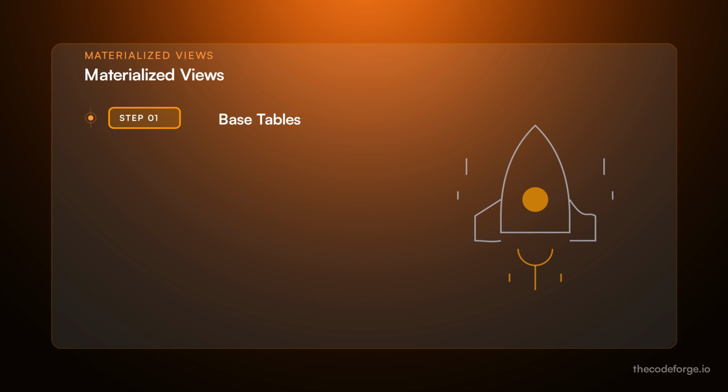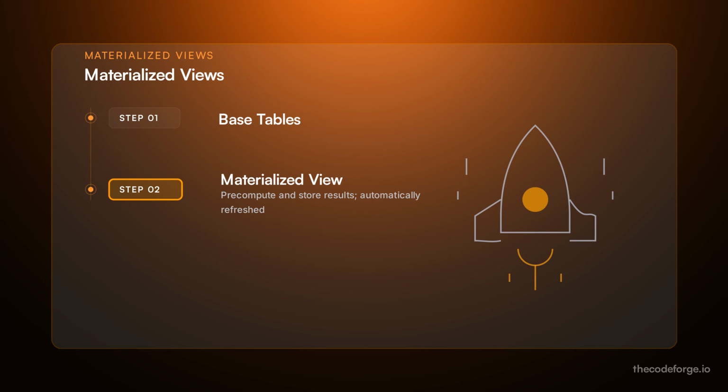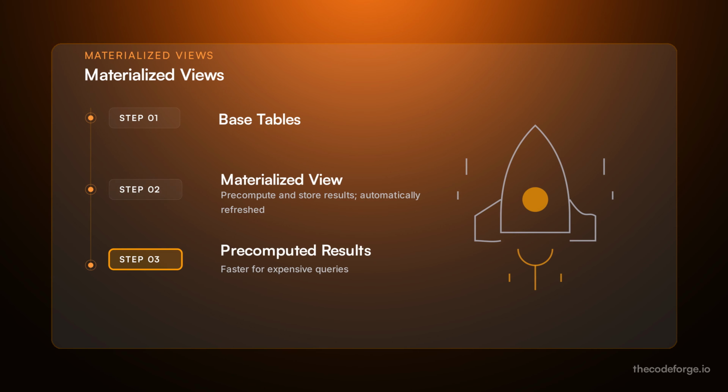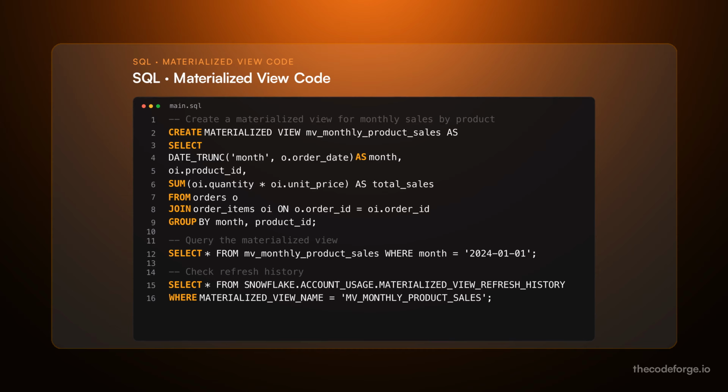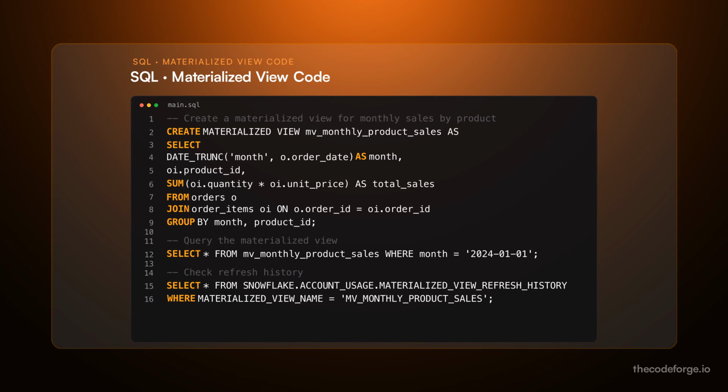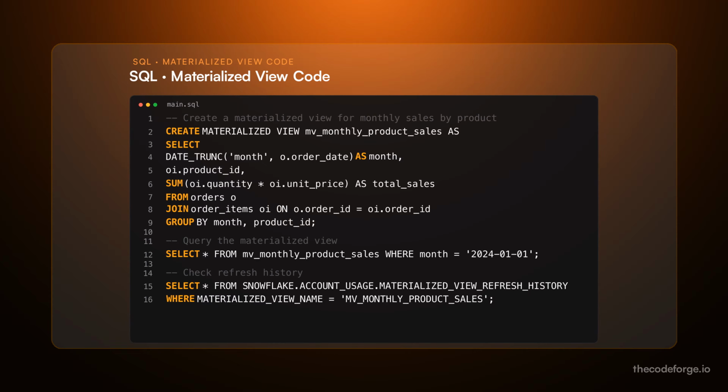Materialized views physically store query results and are automatically refreshed as base data changes. These pre-computed results then power fast, frequent aggregations, but that performance comes at the cost of storage and maintenance. This materialized view uses date-trunc to group orders by month, pre-computing sales by product. Querying it is much faster than running the aggregation.